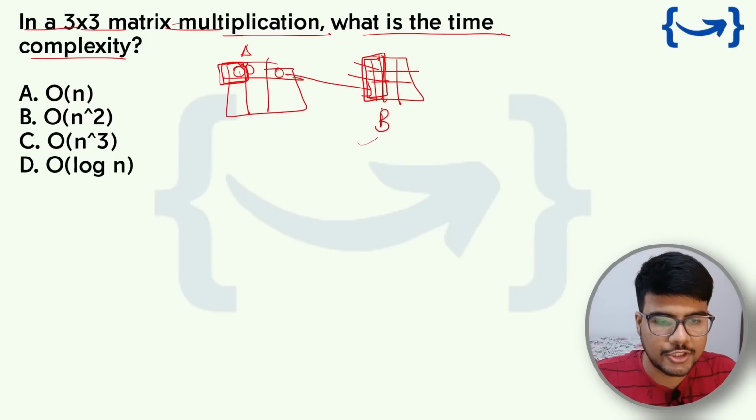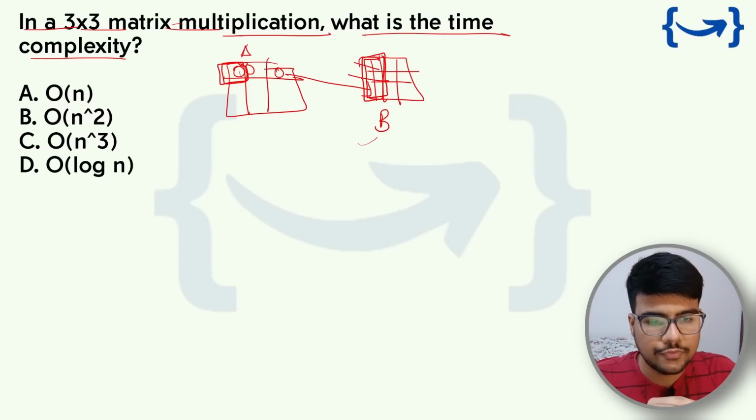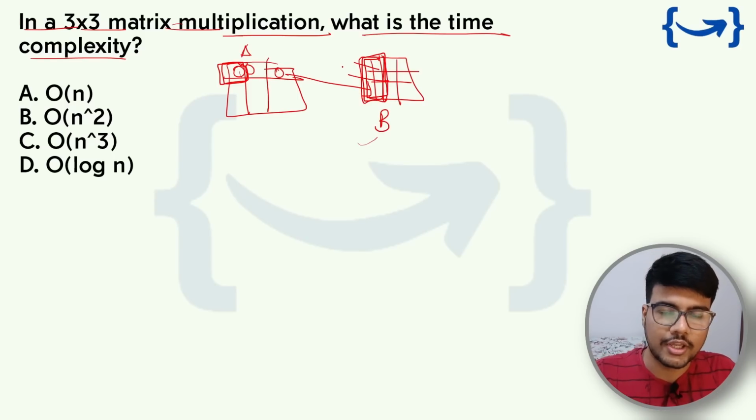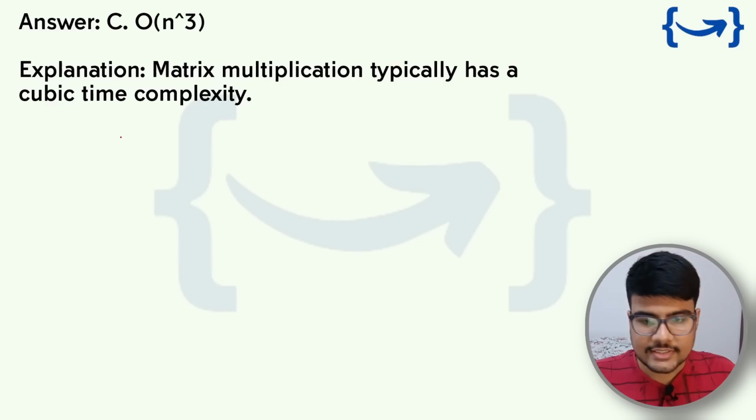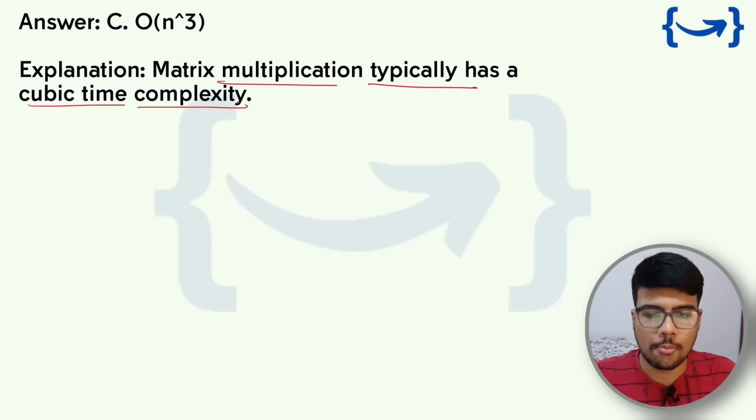Let's say matrix B, you need to traverse the very first column of matrix B, which takes another loop. So a k loop is also needed. If you use 3 loops, I know the logic will satisfy O(n^3). So yes, C is the right option. Matrix multiplication typically has cubic time complexity. So +1 mark if you marked this question right.